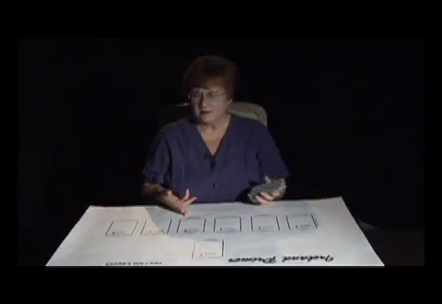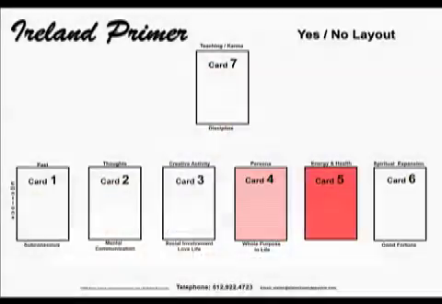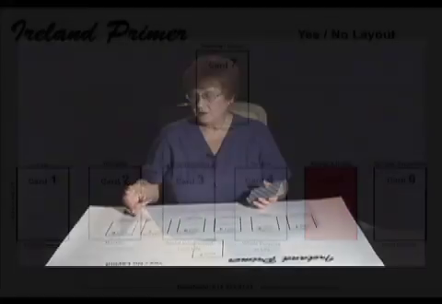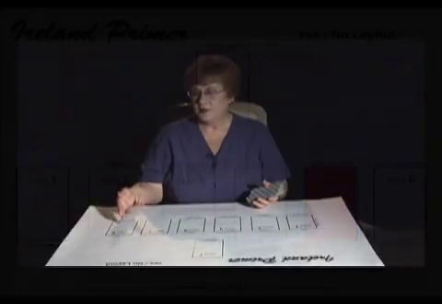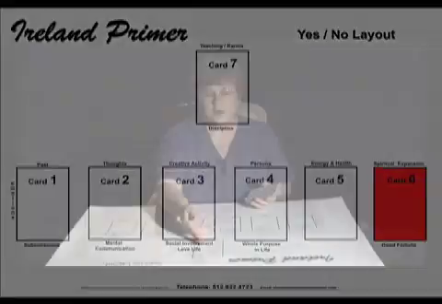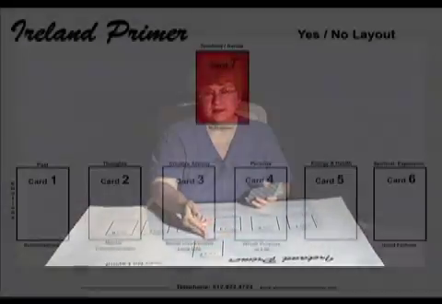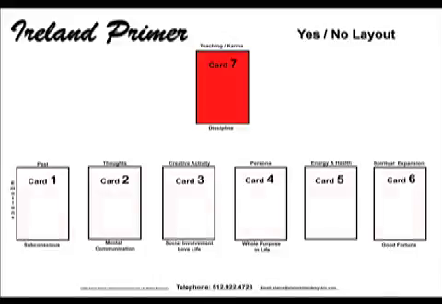It says a lot, doesn't it? Health and energy is your 5th slot. Spiritual expansion, good fortune, luck is your 6th slot. Your card 7 is teaching, karma, and discipline. This is your wish layout or your yes and no.